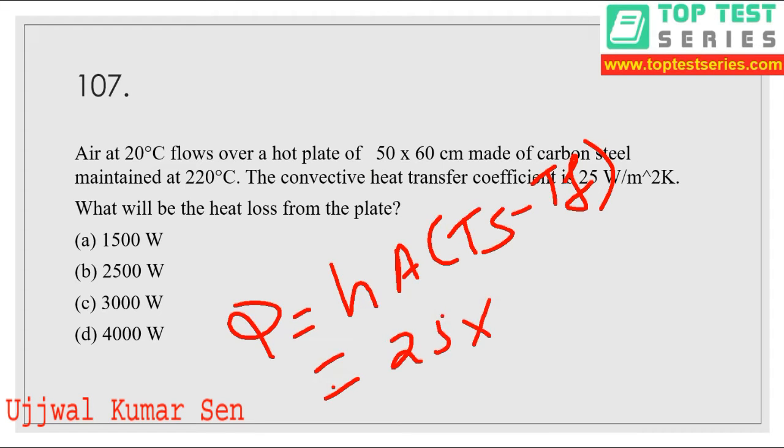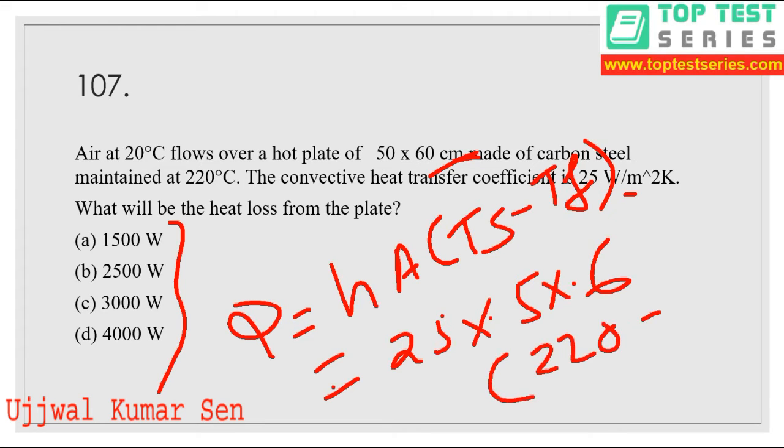So what is h here? 25. Area 0.5 multiplied by 0.6. Why are we writing 0.5, 0.6? Because it is given in centimeter. All the other things are given in meter, and we have to find the answer in watt, which is itself in SI. So you have to convert all the units into one unit system, SI in this case. So h is equal to 25, area 0.5 times 0.6, Ts minus Tf. Ts is the given surface temperature, so 220 minus Tf, which is 20. Now do the calculation, and what is the answer?